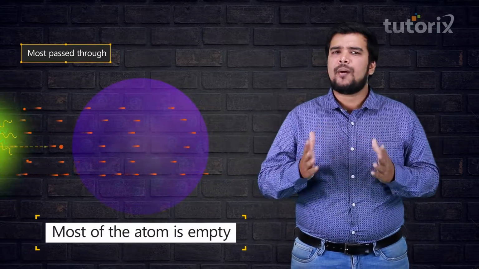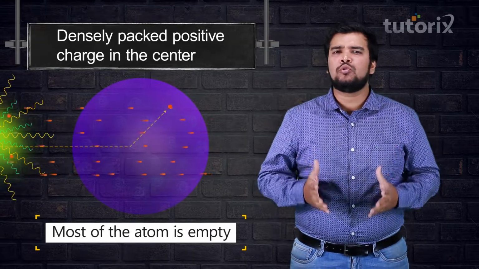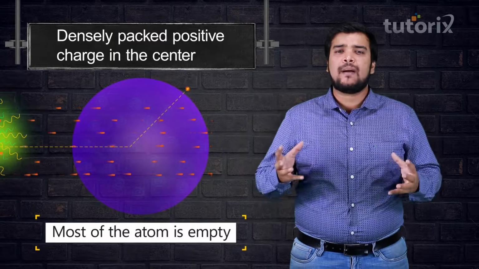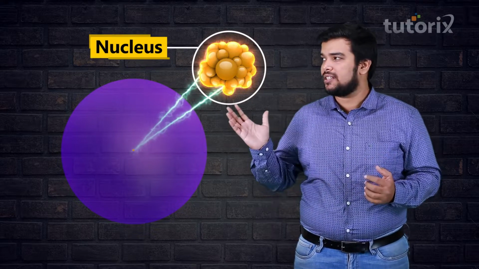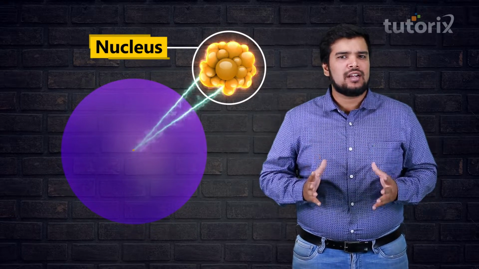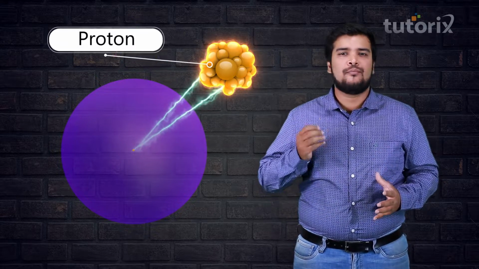And for the few particles which were deflected by large angles, we can say that this was due to positive charge which is densely packed in the center of the atom. Based on these observations, Rutherford concluded that the positive charge and most of the mass of the atom is concentrated in an extremely small region which he called the nucleus.